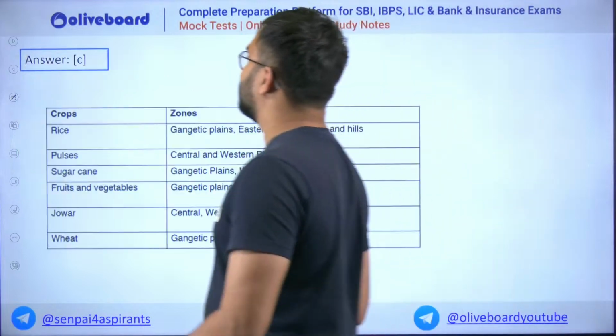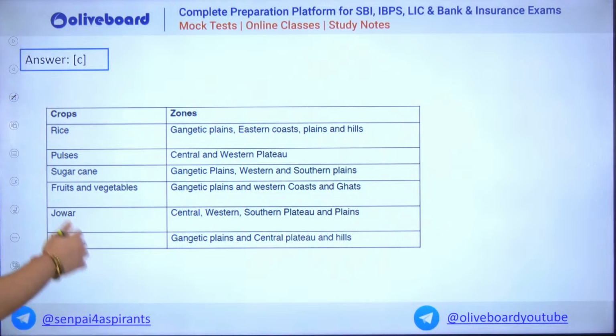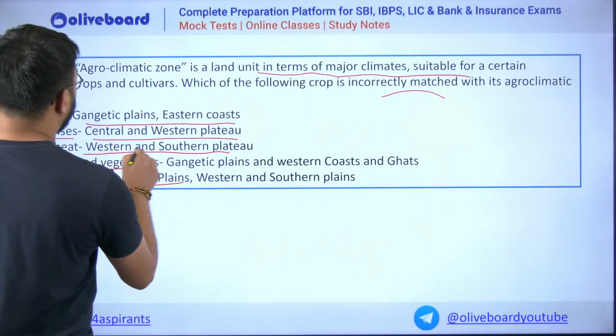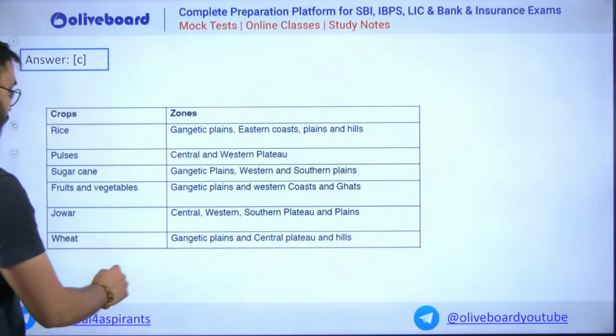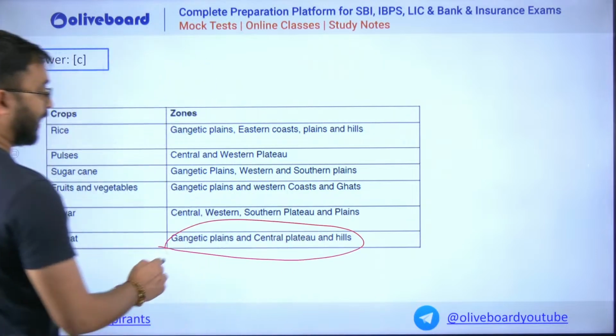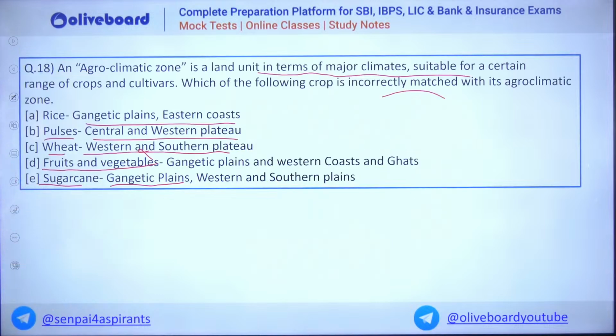So here your answer is not, yes, Wisdom gave the correct answer. C is the correct answer, where wheat is not grown in Western and Southern Plateau. Wheat is actually grown in Gangetic Plains and Central Plateau and hills. So the rest of the matches were correct and C was wrong.